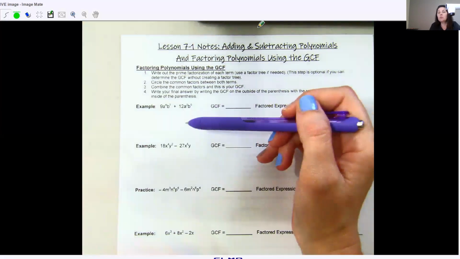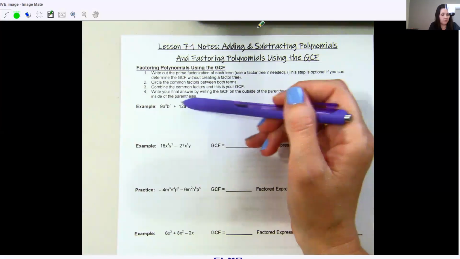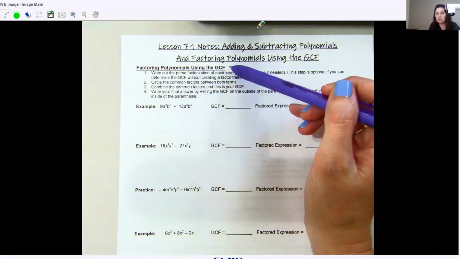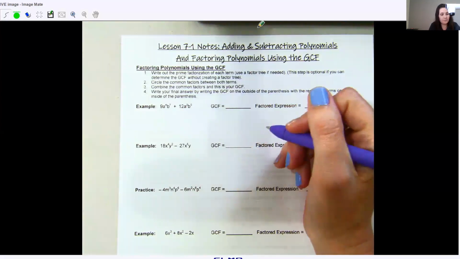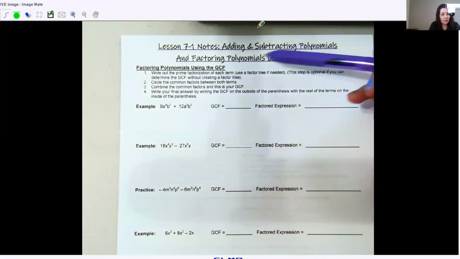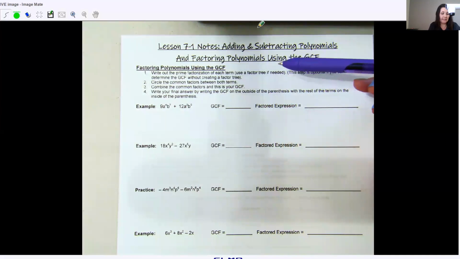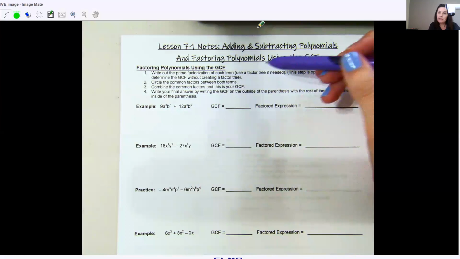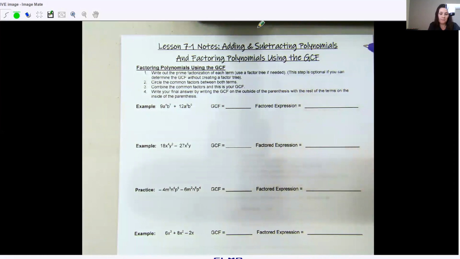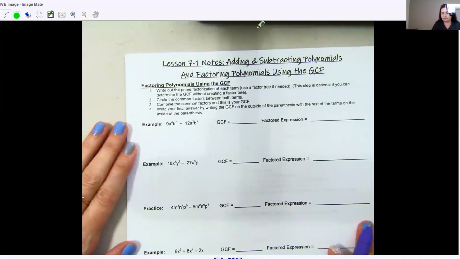So what we're doing is we are factoring out. When we're factoring polynomials using the GCF, we're just factoring out the greatest common factor. So the first step is to write out the prime factorization for each of these terms, 9a to the 4th b to the 7th. And if you need to, you can use a factor tree. Ultimately, this step is optional if you can determine the GCF without factoring or using a factor tree. I'm going to start off using the factor tree though.